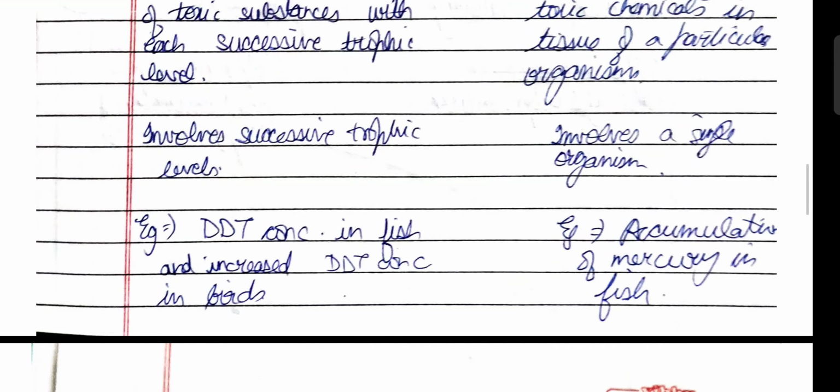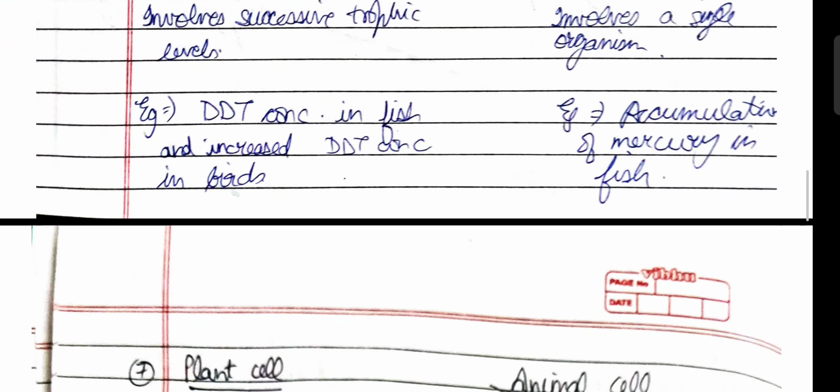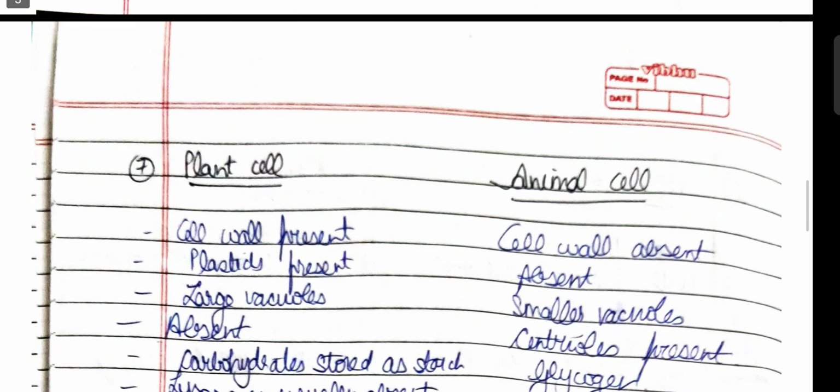Now the example has also been provided. For example, DDT concentration in fish and increased DDT concentration in birds when they are feeding on that fish is biomagnification, and bioaccumulation of mercury or even DDT in the smaller fish is known as bioaccumulation, involving only one organism and one trophic level.